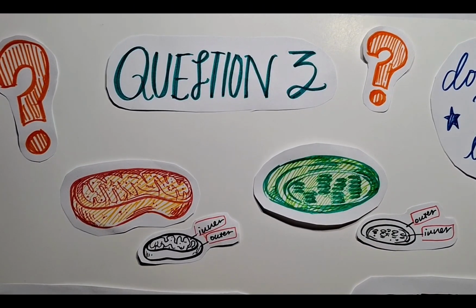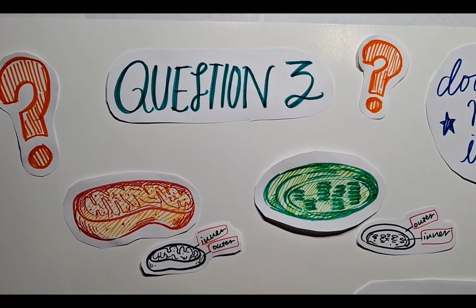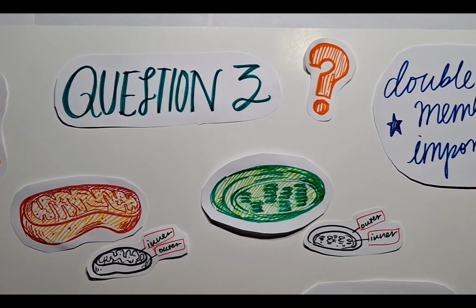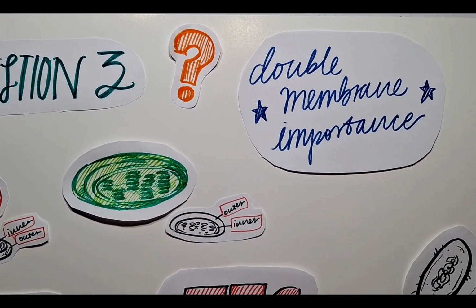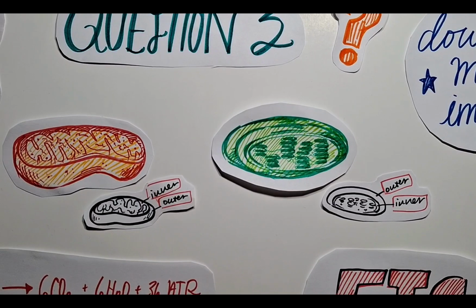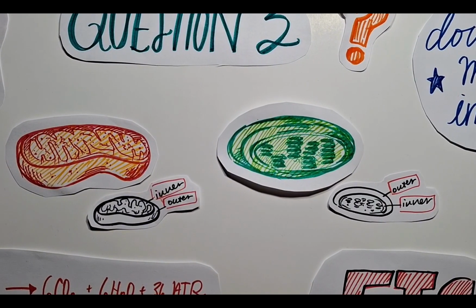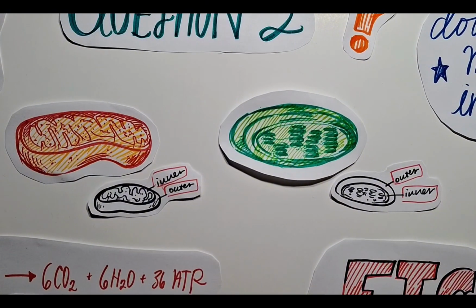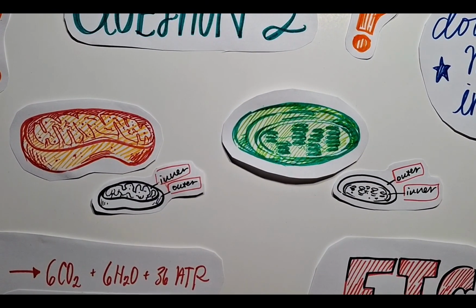For question number 3, explain why there are 2 lipid bilayers around both mitochondria and chloroplasts, and how does the double membrane allow for an enhanced function in metabolism? The mitochondria and the chloroplasts are encased with a double membrane which served as evidence of their evolution, as well as a crucial component to their functions.